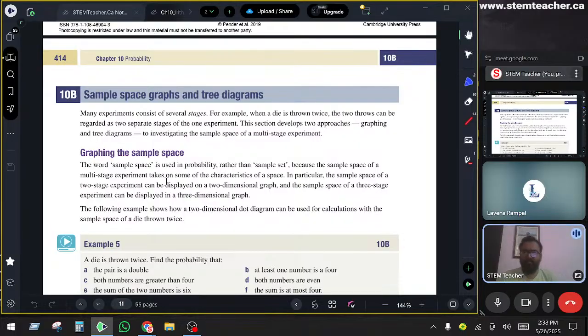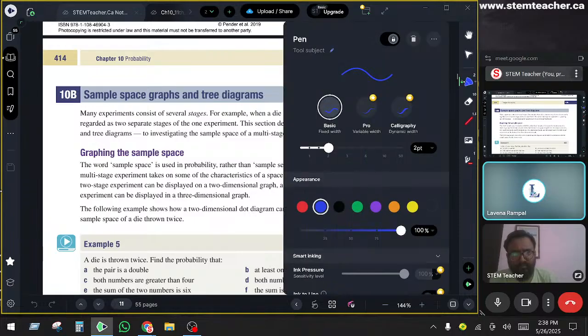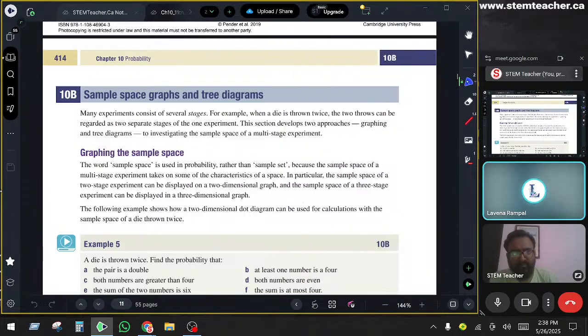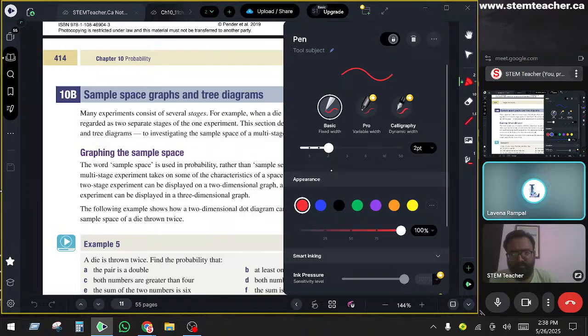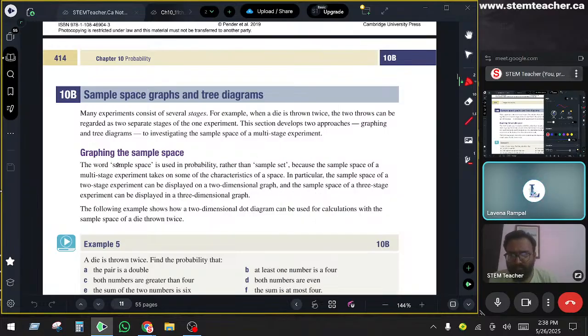Can you read the second para? A little bit slow, don't go fast. The word sample space is used in probability rather than sample set because the sample space of a multi-stage experiment takes on some of the characteristics of a space. In particular, the sample space of a two-stage experiment can be displayed on a two-dimensional graph, and the sample space of a three-stage experiment can be displayed in a three-dimensional graph.